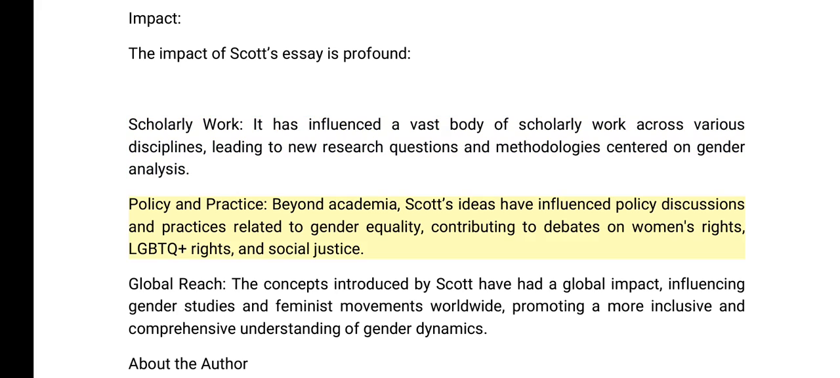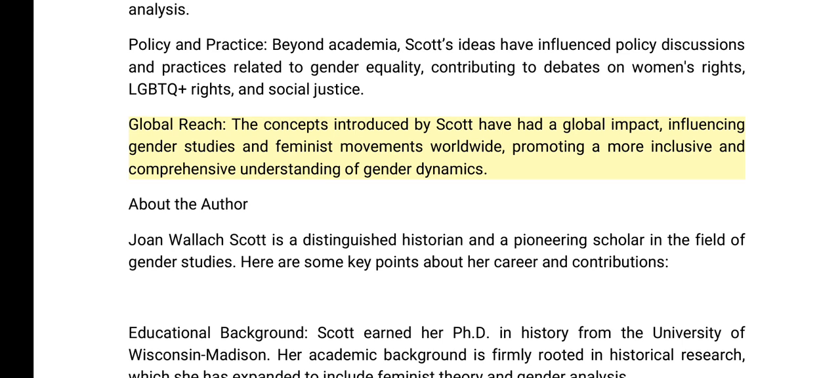Policy and practice. Beyond academia, Scott's ideas have influenced policy discussions and practices related to gender equality, contributing to debates on women's rights, LGBTQ+ rights, and social justice. Global reach. The concepts introduced by Scott have had a global impact, influencing gender studies and feminist movements worldwide, promoting a more inclusive and comprehensive understanding of gender dynamics.